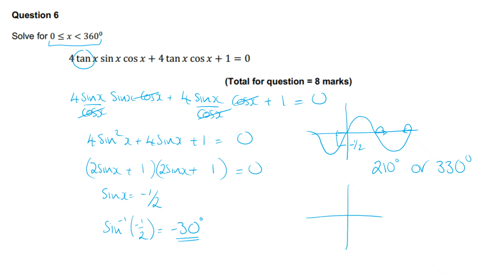If you're using the CAST diagram, the principal angle 30 would be positive in these two quadrants. You need to go in these two quadrants. So it's 180 plus 30 and 360 back 30. Both ways will give you those two answers.